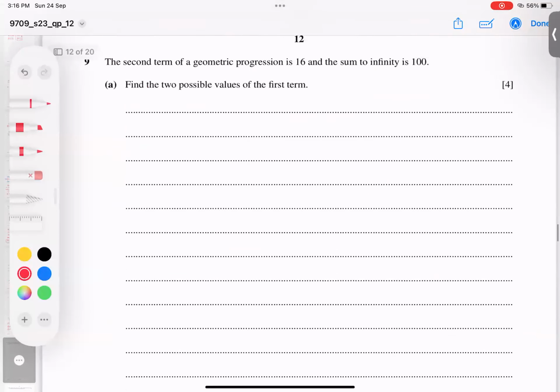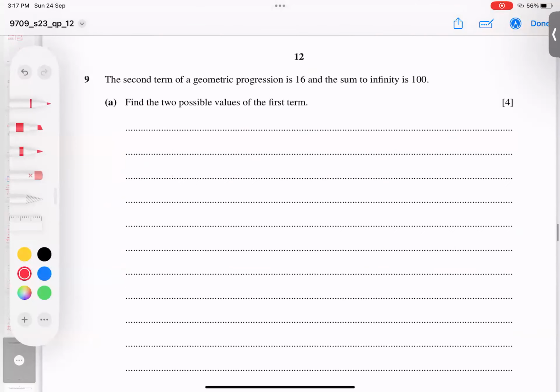Let's go to question number 9. The second term of a GP is 16, so T2 equals 16. The sum to infinity is 100. So what is the formula of a GP, students? The formula is Tn equals A r to the power n minus 1, and here we plug in n as 2. So T2 equals A r to the power 2 minus 1, which is 1. And T2 given by him is 16, so I'm replacing it here with 16.